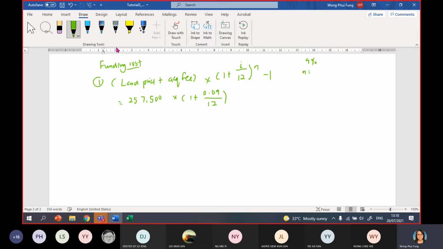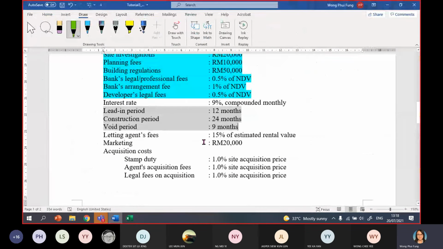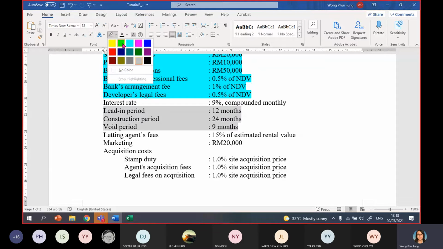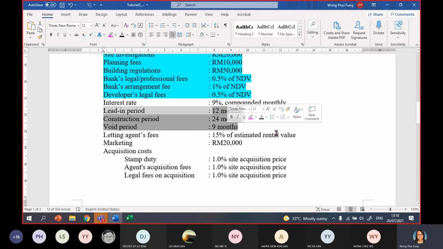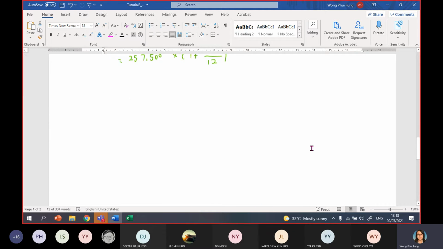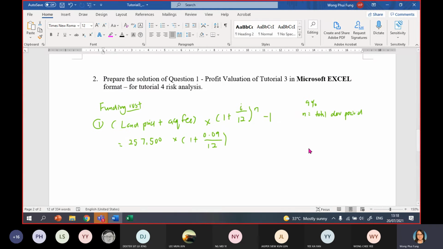n is you use total development period. If you are not so sure how to get the total development period, you can go to the upper part. Can you see this one? Lead in 12 months, construction 24 months, void period 9 months. So the total development period is you sum up everything here. So it's 45. So for the n here, you should use 45 minus 1.